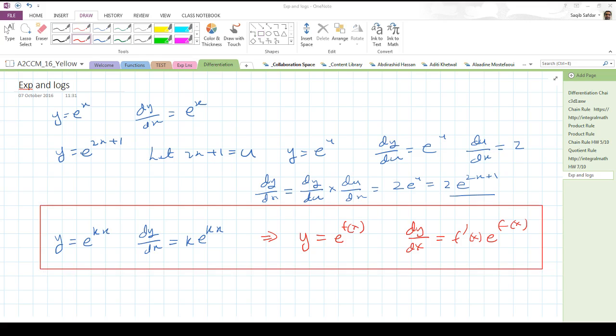Are we going to do differentiating sine? Yeah, later on, not this lesson though.